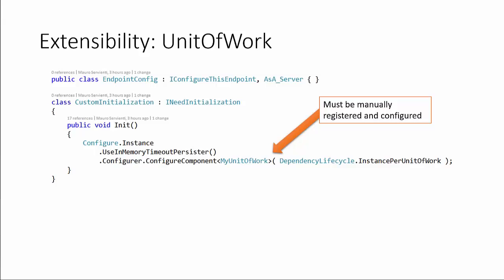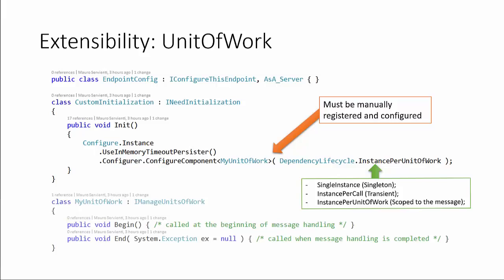MyUnitOfWork class is nothing else than a class that implements the IManageUnitsOfWork interface, which requires us to implement and expose a public void Begin method with no parameters and a public void End method that can take an exception. The Begin method will be called at the beginning of the message handling process, and the End method will be called at the end of the message handling process when the message handling is completed.